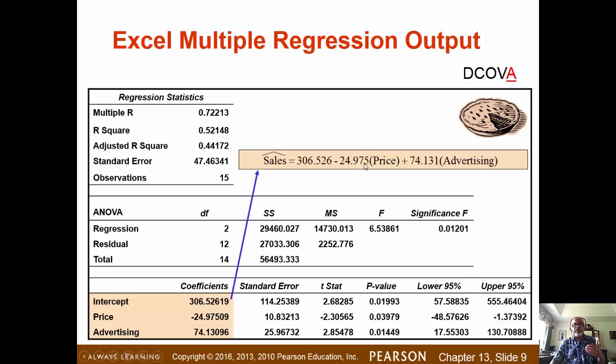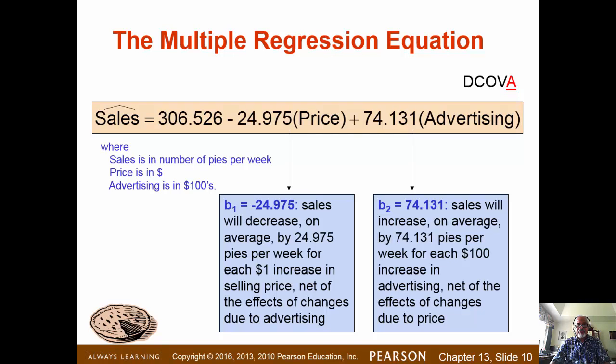The next step is to interpret these coefficients. What does this minus 24.975 mean? What does plus 74.131 mean? The principle behind the interpretation is the same as in chapter 12, where the slope coefficients represent what happens to y when the x changes by 1 unit. So if price goes up by 1 unit, sales will go down by 24.975, and this sales is in units, so this will also be in units. So if price goes up by $1, then you will sell on the average 24.975 number of pies less.